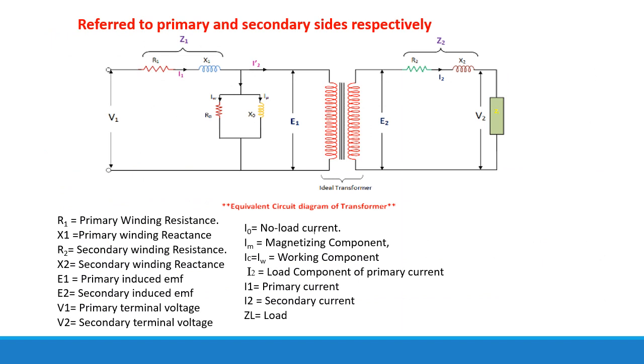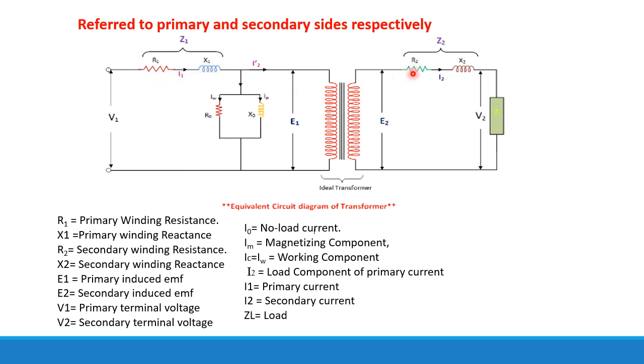Equivalent resistance of a transformer referred to primary and secondary. This is the equivalent circuit of a transformer having primary side and the secondary side. R1 is the primary winding resistance. X1 is the primary winding reactance. This is the R1 and X1.